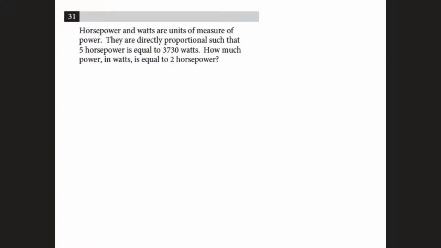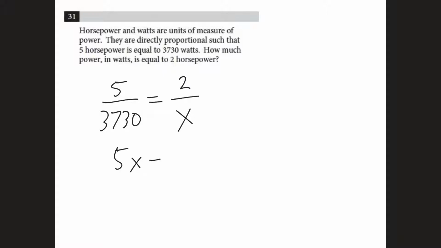31. Horsepower and watts are units of measure of power. They are directly proportional such that 5 horsepower is equal to 3,730 watts. How much power in watts is equal to 2 horsepower? Okay, so if they are directly proportional, then we should be able to set up a proportion. So 5 horsepower equals 3,730 watts. So 2 horsepower is going to equal a certain number of watts. Then we cross multiply.